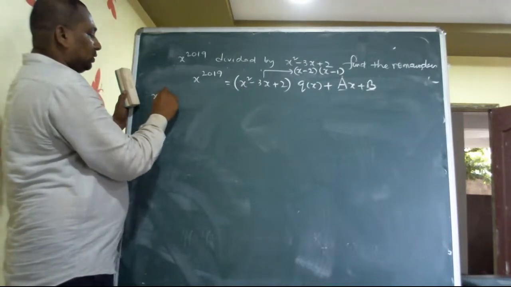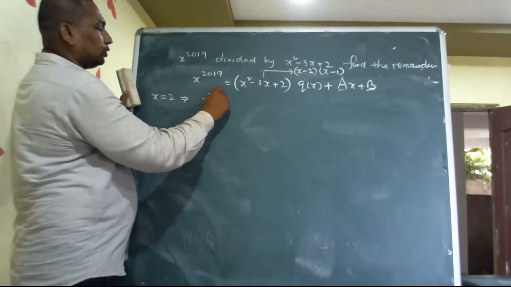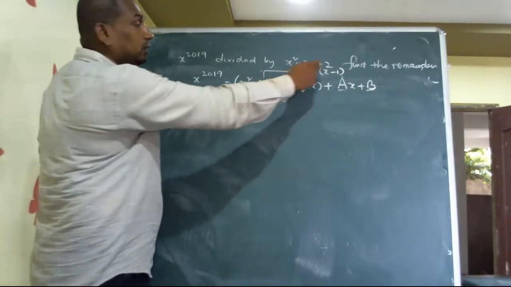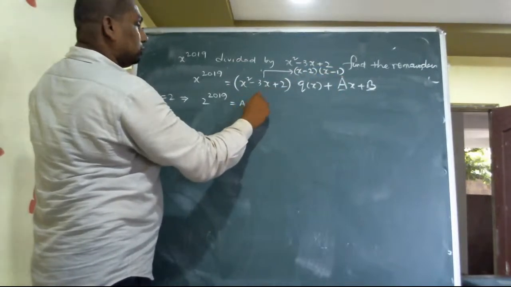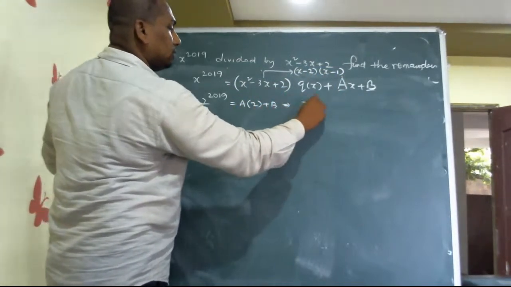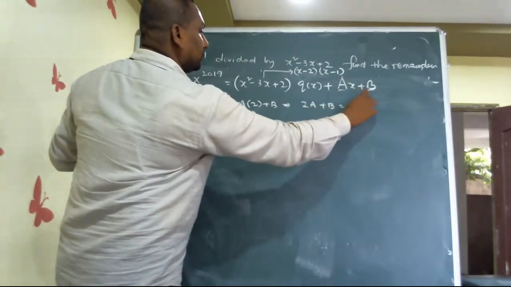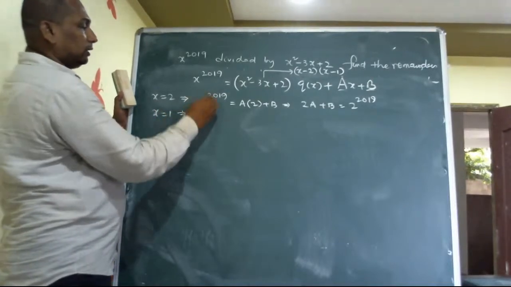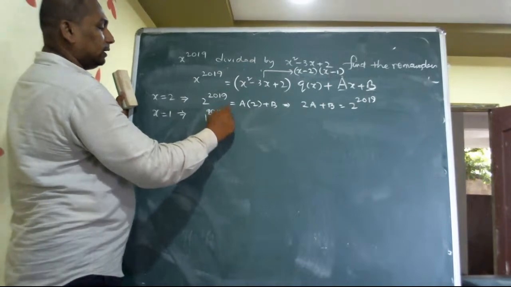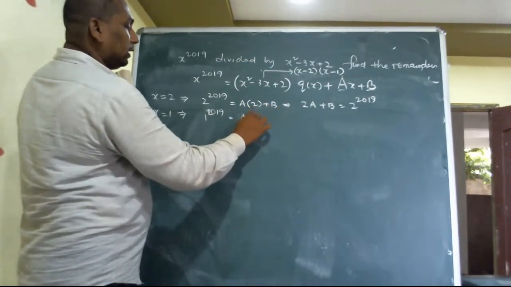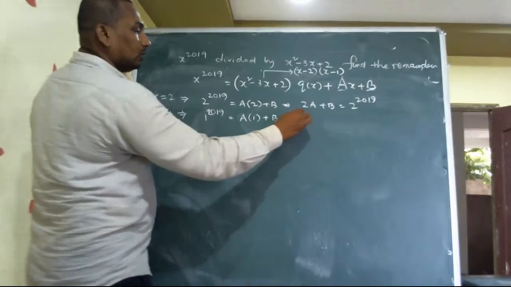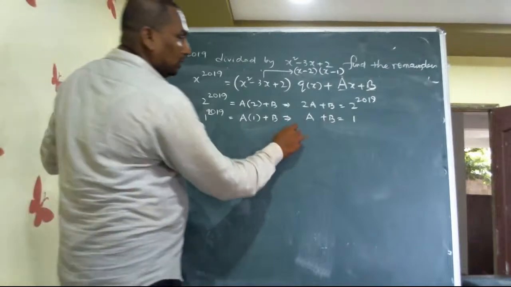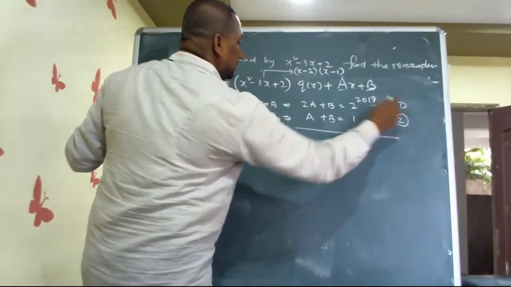So, put x is equal to 2. Then 2 to the power of 2019 is equal to, this part becomes 0 because of x minus 2, into (x minus 1), so a into 2 plus b. That implies 2a plus b is equal to 2 to the power of 2019. Put x is equal to 1. Then 1 power 2019 is equal to a into 1 plus b. Then a plus b is equal to 1. Let this be the first equation and this the second equation.